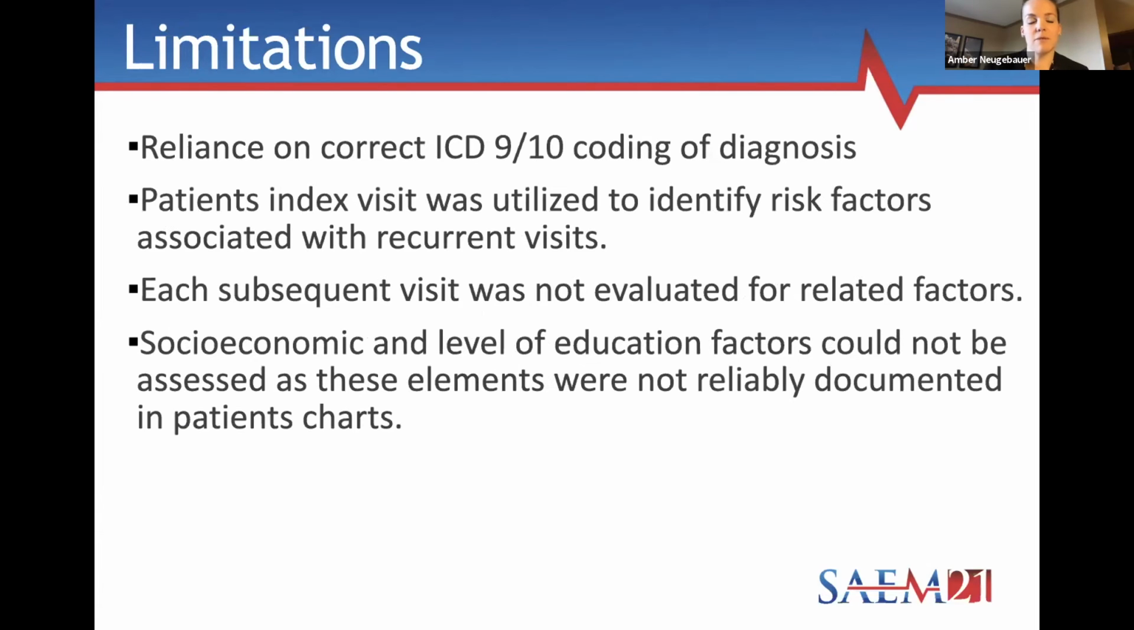Limitations of our study: there was the reliance on correct ICD-9 and ICD-10 coding of diagnosis. There may have been patients that were missed if their diagnosis was not coded in their visit. Patient's index visit was utilized to identify risk factors, and they were not evaluated based on the recurrent visits. And each subsequent visit was not evaluated for these related risk factors. Socioeconomic and level of education could have been very important in our study, but these were not reliably documented in each patient's chart. Therefore, we were unable to evaluate for this and comment on that any further.